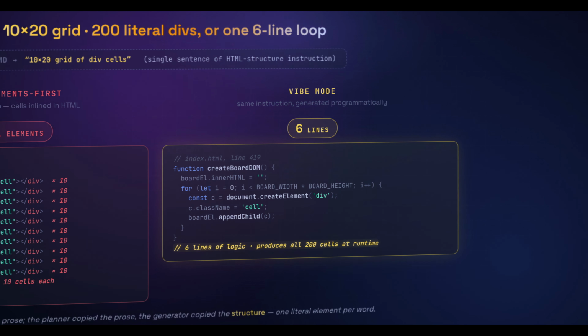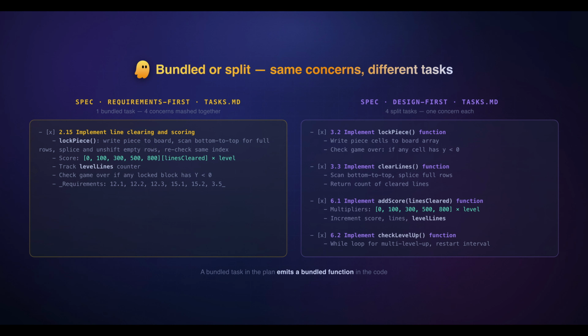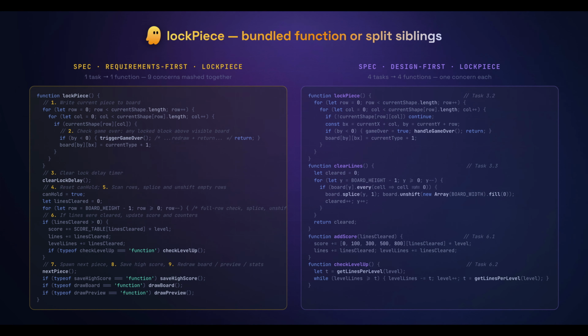When tasks bundle concerns, the resulting functions bundle them too. Requirements first's task plan combines line clearing, scoring, level tracking, and game over check into one task. And the resultant generated code becomes a 56-line lock piece function with all of that fused inline.